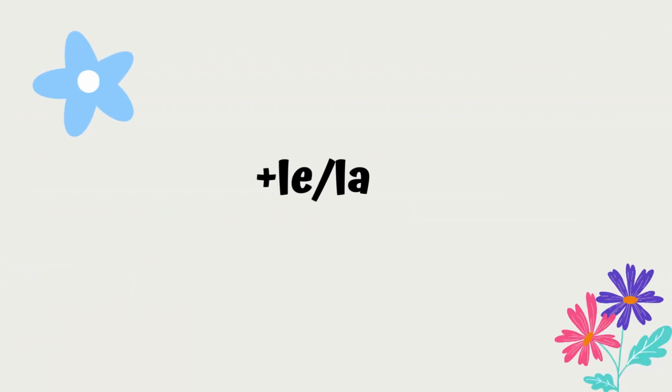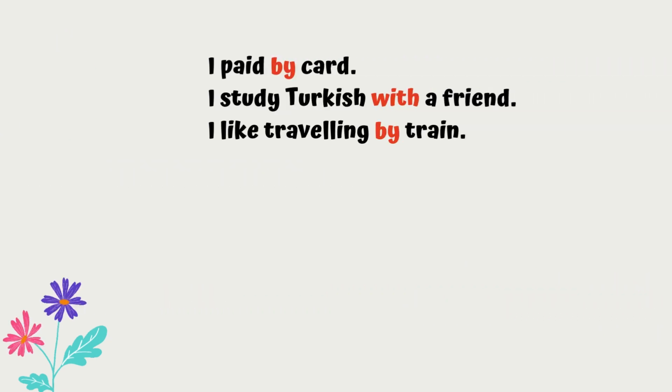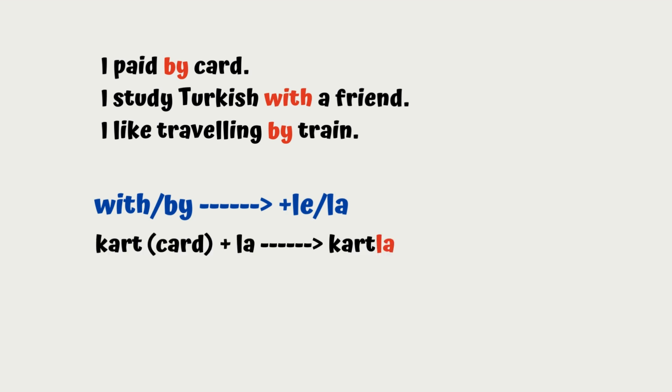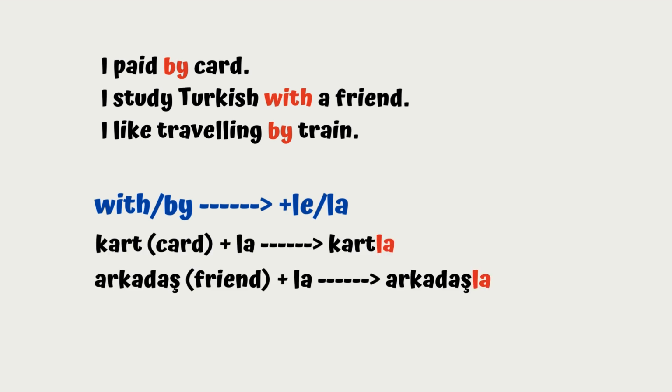Okay, let's move to the next one. And this time we have le and la. Okay, and we say I paid by card. I study Turkish with a friend and I like traveling by train. So by and with, this is how we say it in Turkish, le and la. For example, kartla, by card, arkadaşla, with a friend, or trenle, by train.